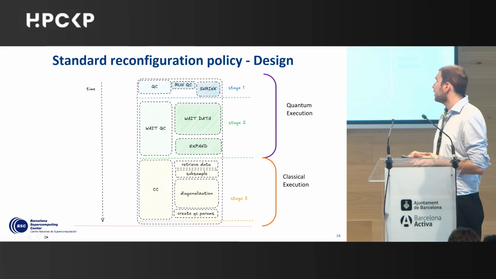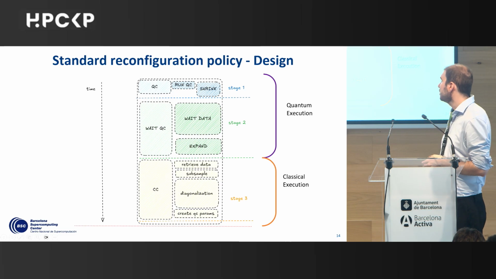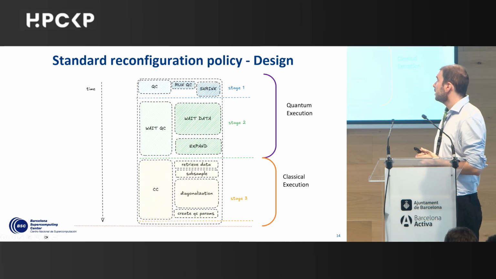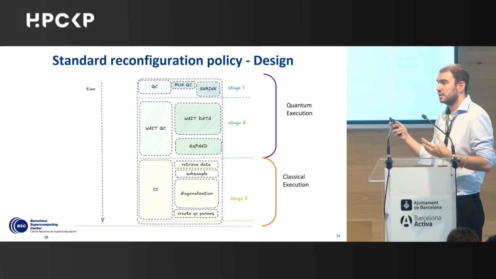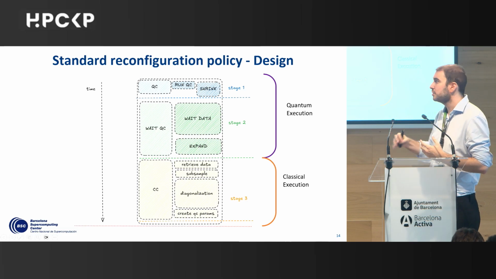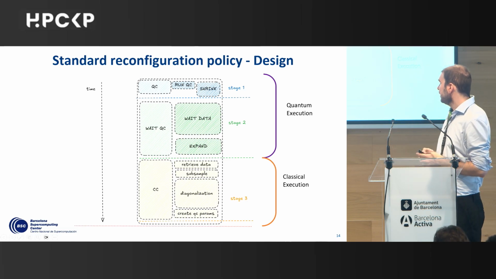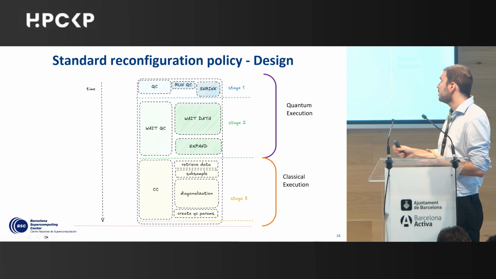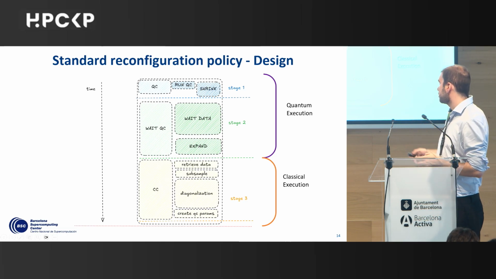So the first one is the standard policy. As I mentioned, there are two different stages, the quantum and the classical. For the quantum stage, first we launch the quantum computation. At the same time, we shrink the classical nodes. So for example, let's say that we have 20 nodes and we shrink to 4. Then we wait for the data. And when the data of the quantum stage is ready, we will expand. After the expansion is done, we can start the classical execution.